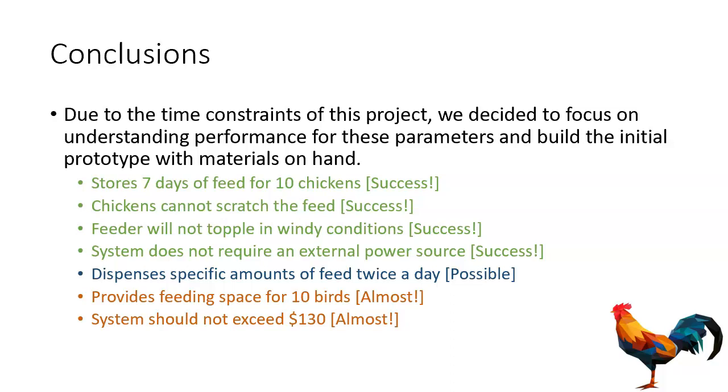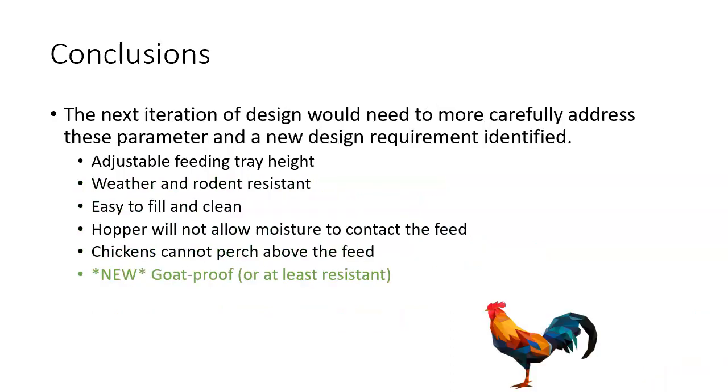Okay. The second part of the conclusions is looking forward. If you were going to make a second iteration, or if someone were going to pick up your project, what would they need to incorporate in a second version of this design? For instance, we said it needed to be adjustable for the tray height. It needed to be weather and rodent resistant. We needed to make sure it was easy to fill and clean.